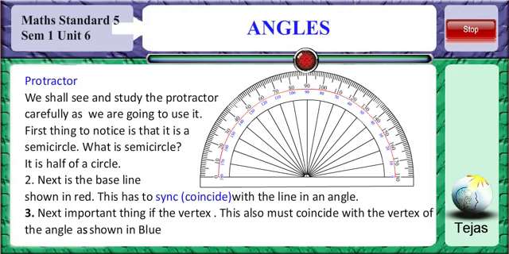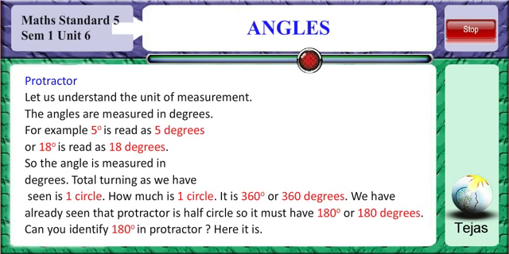The next important point is the vertex. This also must coincide with the vertex of the angle as shown in blue. Let us understand the unit of measurement. Angles are measured in degrees. For example, 5 degrees is represented as shown here, or 18 degrees is read as 18 degrees. So, the angle is measured in degrees.